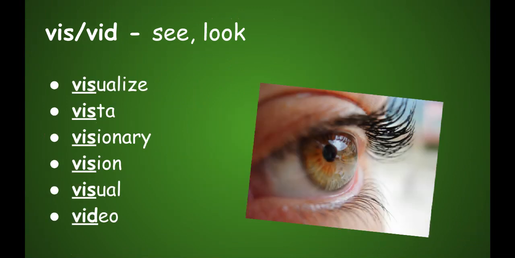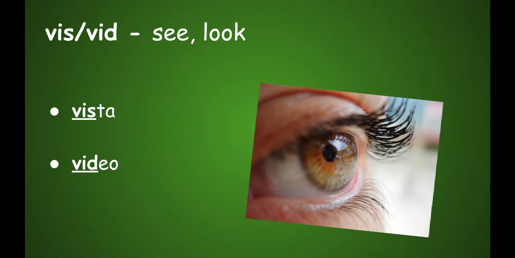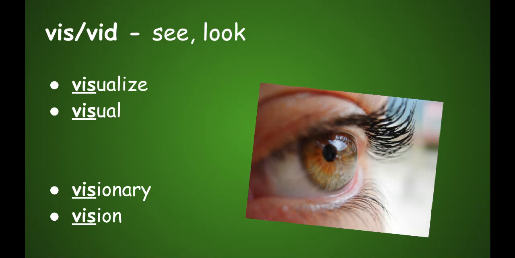Your spelling and vocabulary words with vis and vid are visualize, vista, visionary, vision, visual, and video. So to break these down for spelling, there are two words that don't necessarily follow much of the patterns that I'm going to show you, and this is vista and video. So vista, if you think about the root, you can probably sound spell the t part of vista. And for video, same thing, vid-e-o. If you sound spell it, you'll be okay. And this is probably a word that you recognize.